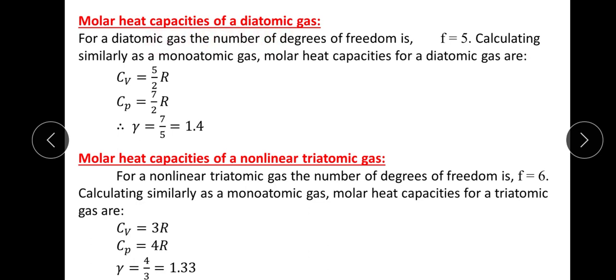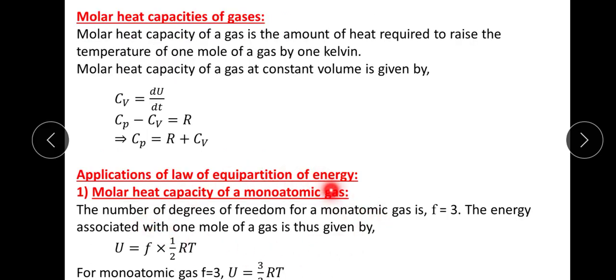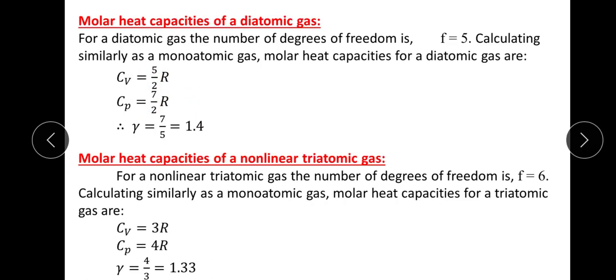So for a diatomic gas, we know that F is equal to 5. So we have to use the same steps here. First, you will take U is equal to F into half into R into T. For diatomic gas, take F is equal to 5 and then do this calculation to obtain the values of Cv and Cp. So by that, the value of Cv will be 5 by 2 R, Cp will be 7 by 2 R.